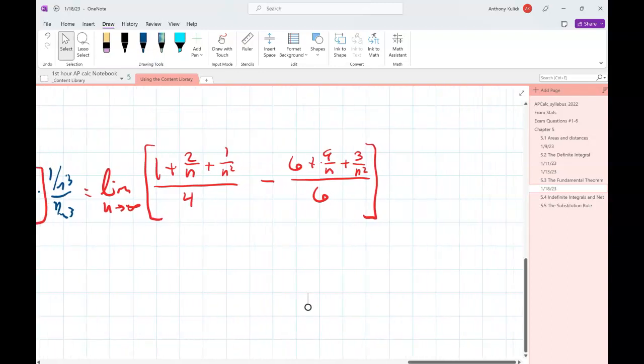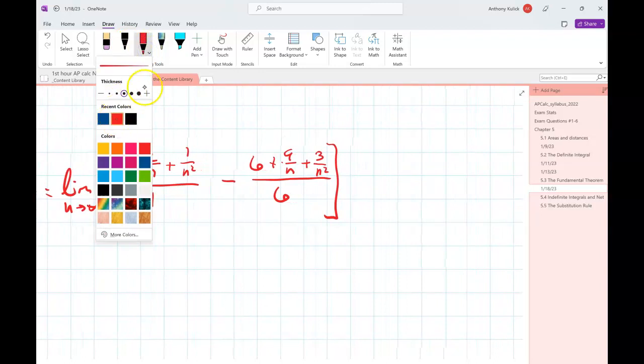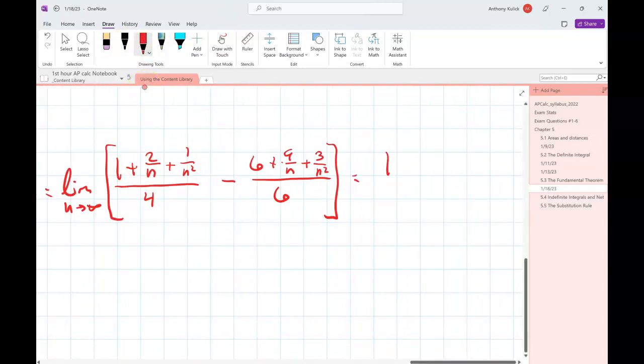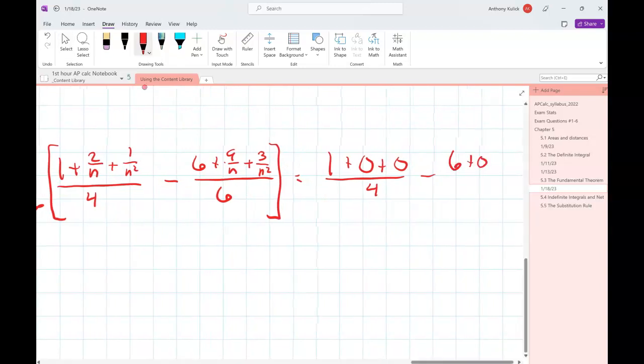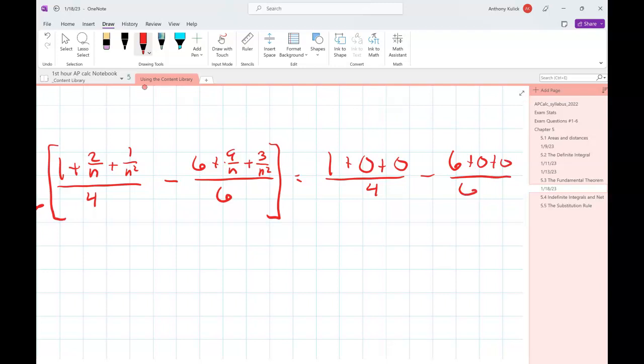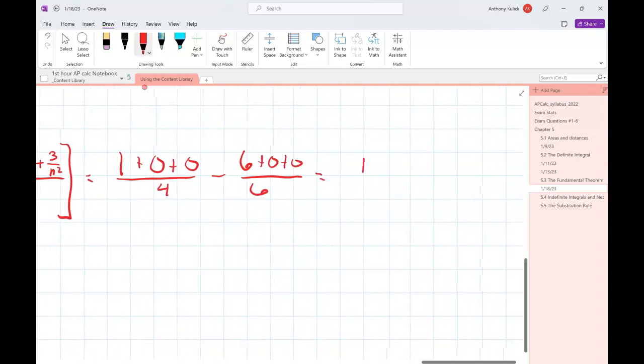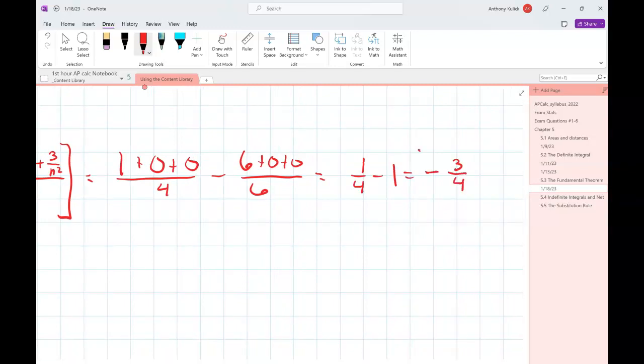And now if I do the limit, the limit of a constant is the constant. The limit of constant over variable when we're going to infinity is just 0. So we get negative 3/4 out of that, which I hope is what matched the back of the book.